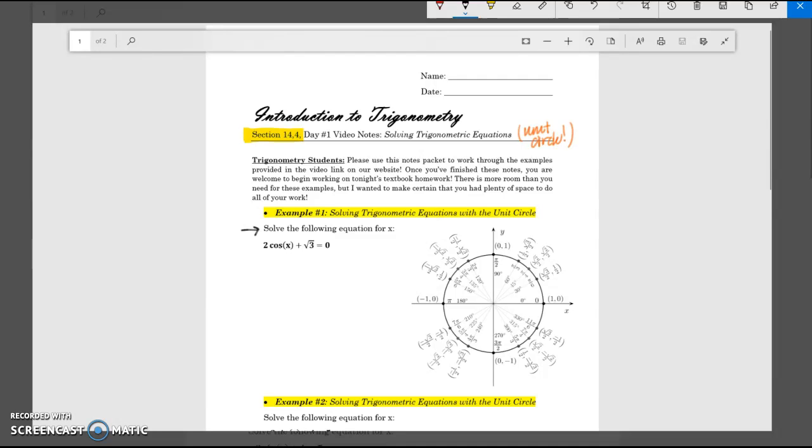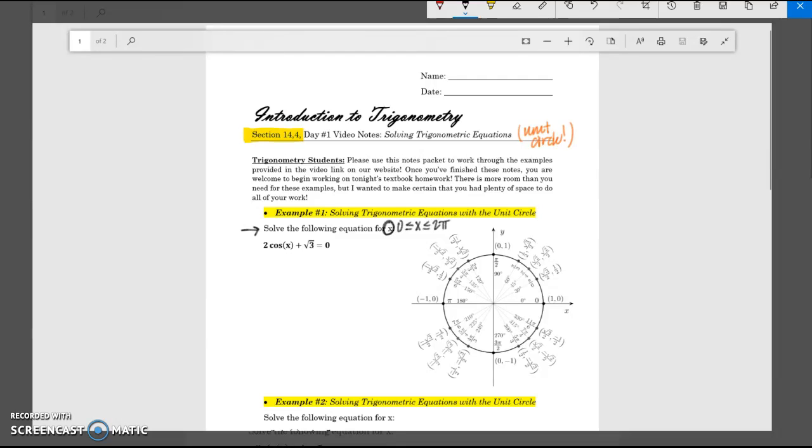So this tells us we want to solve the equation for x. And we're going to assume for the problems that we solve that we're working on the interval from either 0 to 2 pi or 0 to 360. So we're just working once around the unit circle. The equation that we're given is 2 times the cosine of x plus root 3 is equal to 0.